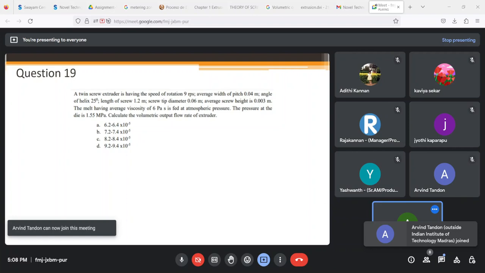The melt, having an average viscosity of 6 pascal second, is fed at atmospheric pressure. The pressure at the die is 1.55 megapascals. So calculate the volumetric output flow rate of the extruder.